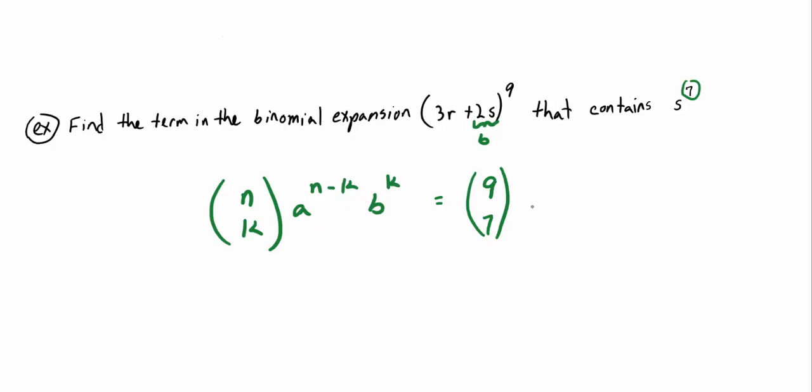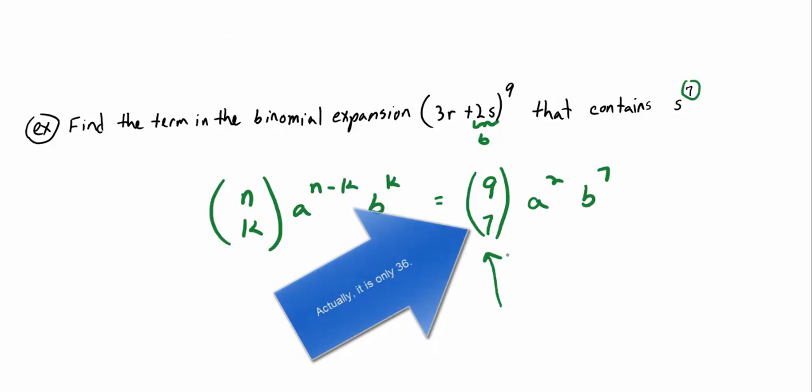I won't fill it in, but generically, a to the n minus k, that's just 3r to the 2nd, right? And then b to the 7th, you fill it in, and that'll be the answer. And use the calculator to find 9 choose 7, because it'll be a big number.